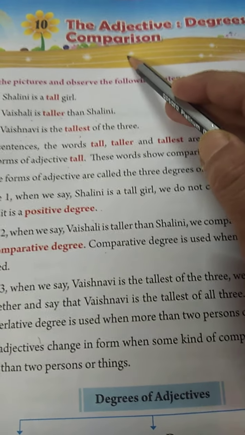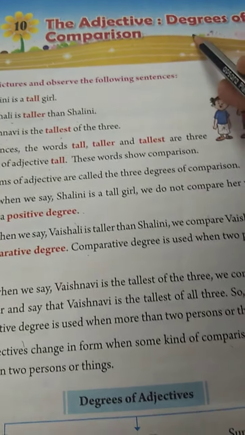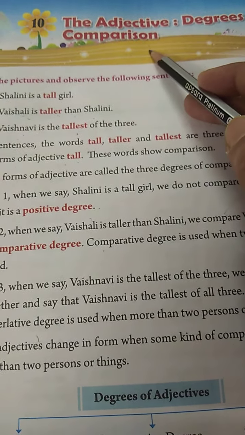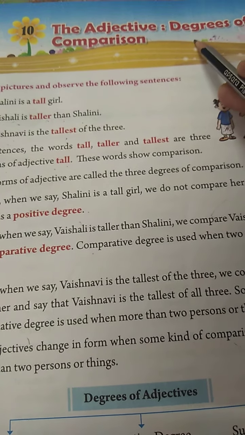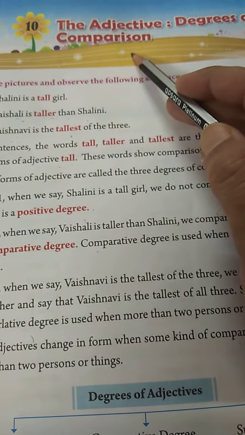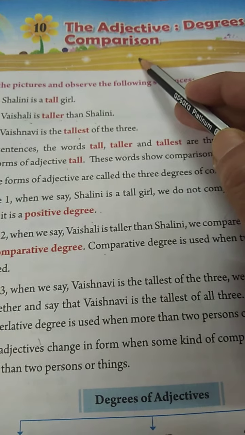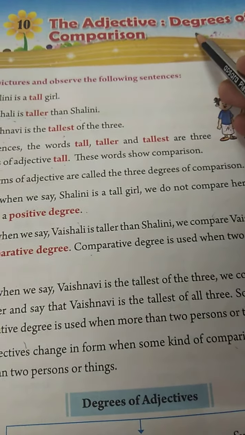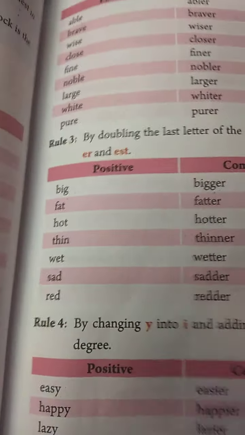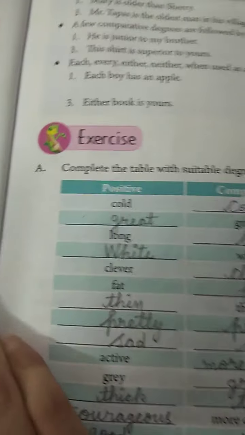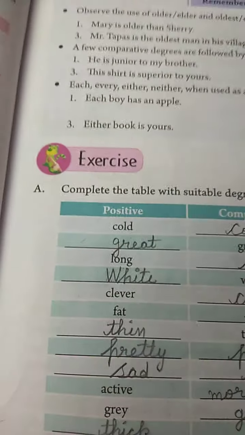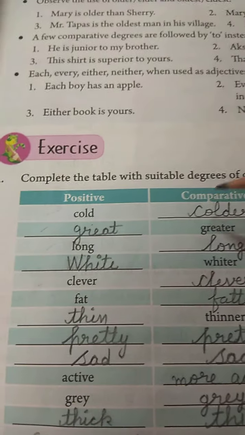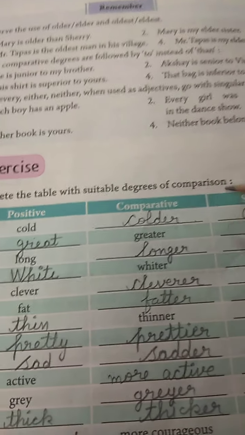When we are comparing, we will use different degrees. If we are comparing two persons or two things, we will use comparative degree. If we are comparing more than two persons or more than two things, then we will use superlative degree. Clear beta? We have discussed all about it. Today we will discuss its exercise. Exercise: complete the table with suitable degrees of comparison.